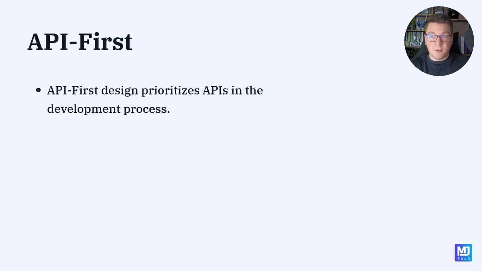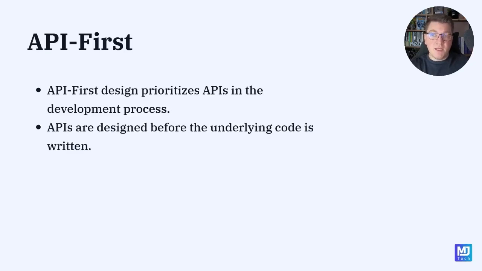So what is API First? It's an approach, a design methodology that prioritizes APIs in the development process. This means that we start thinking about APIs and designing them before we write even a single line of code. This could be an interesting exercise if you want to build a RESTful API.